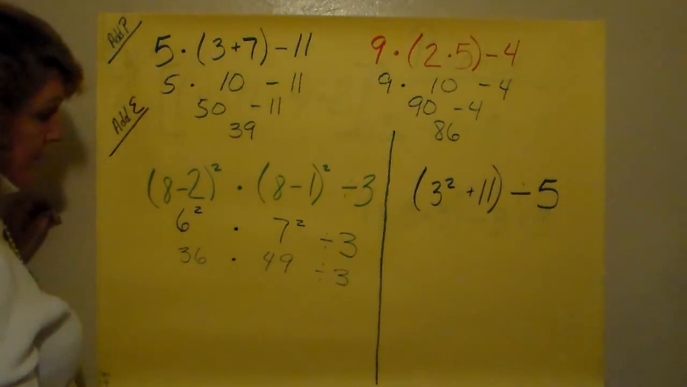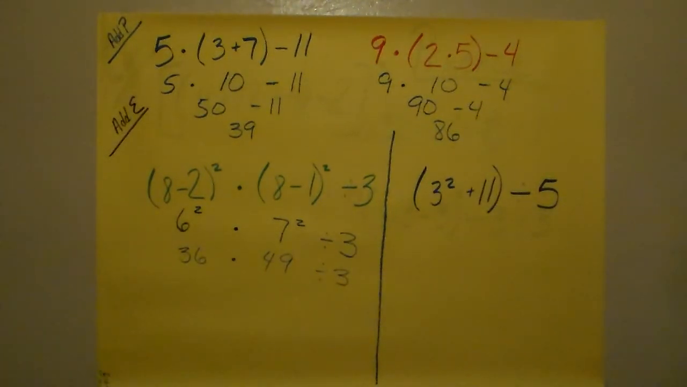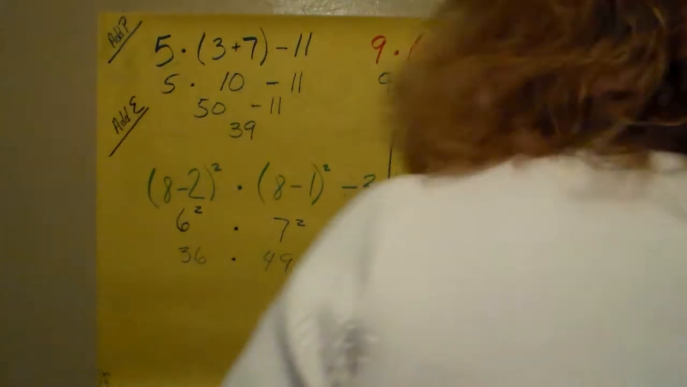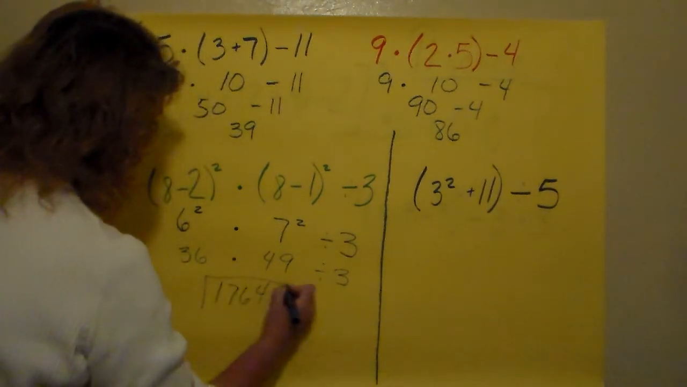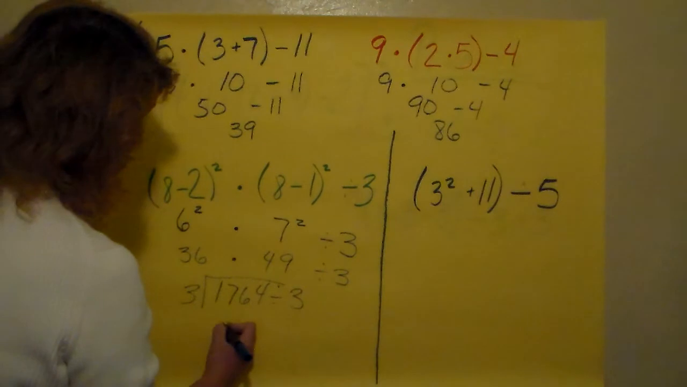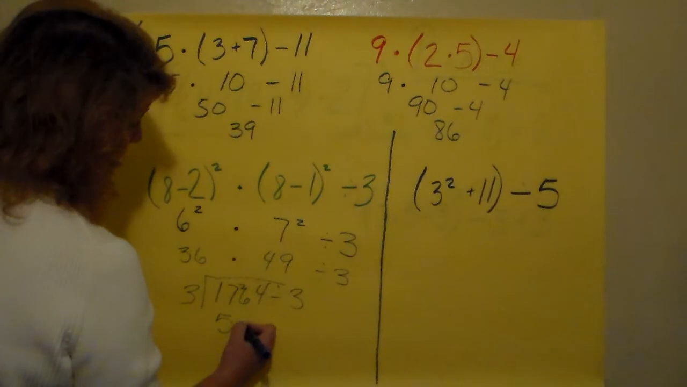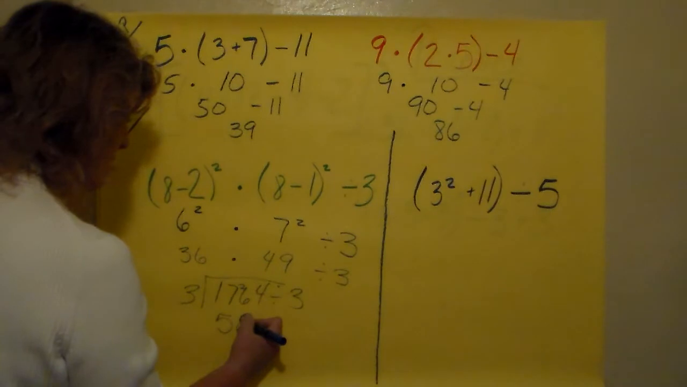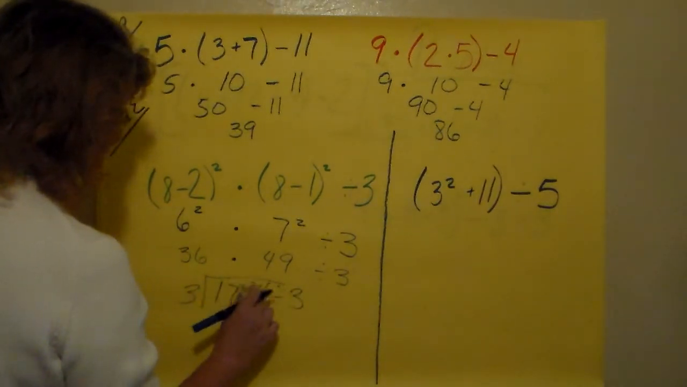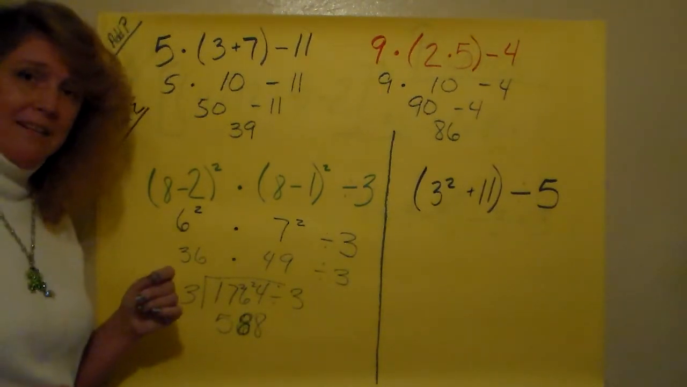Why did I give myself a problem like this? Okay, hang on. 36 times 49 is 1764. 1764 divided by 3. Really? Okay, 3 goes into 17 5 times. That's 15, 2 left over. 3 goes into 26 8 times. That's 24 with 2 left over. 3 goes into 24 8 times. It's 588. Well, that was mean.